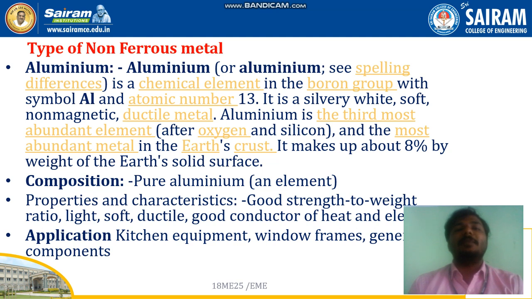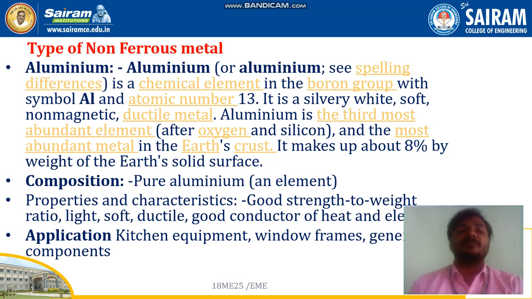Aluminium is a chemical element in the boron group with the symbol Al, and the atomic number is 13. It is silvery white, soft, non-magnetic, and a ductile material. Aluminium is the third most abundant element after oxygen and silicon on the earth's crust. It makes up about 8% by weight of the earth's solid surface.